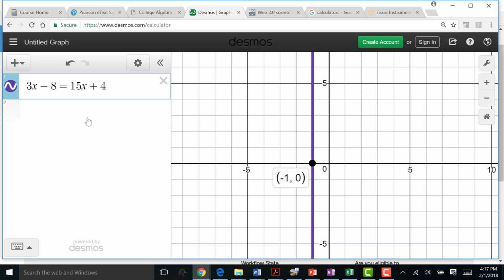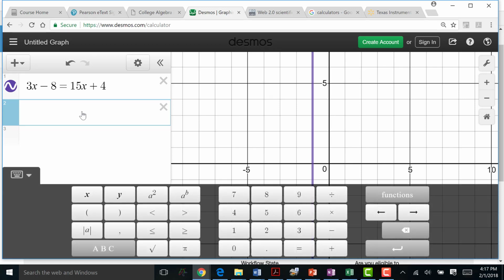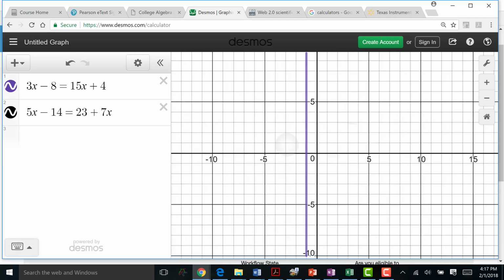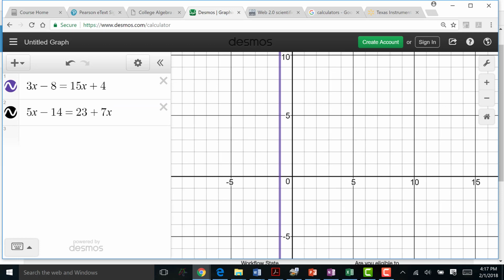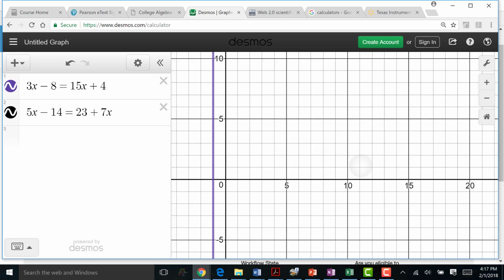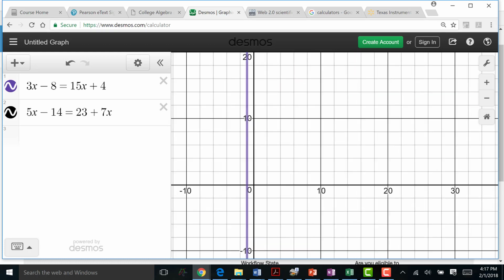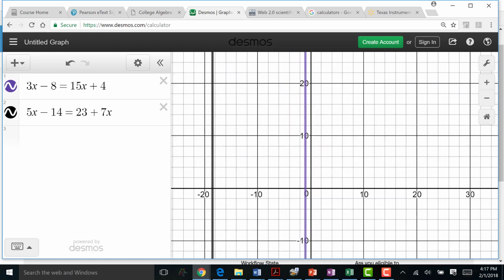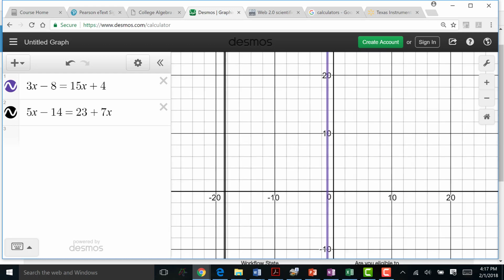So again, if we type this in here, I just want to put this other one in here so you can see 5x minus 14, and you can type it so you can see it for yourself. The first one we did was 5x minus 14 equals 23 plus 7x. Okay? I'll make my screen smaller so I can see. What answer did we get? So that's going to be, where did my line go? Oh, there it is. You see your black line?